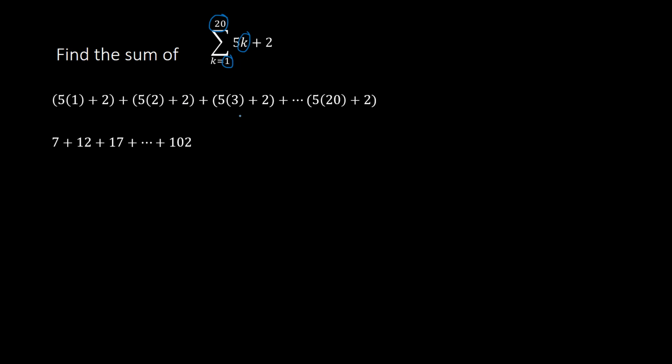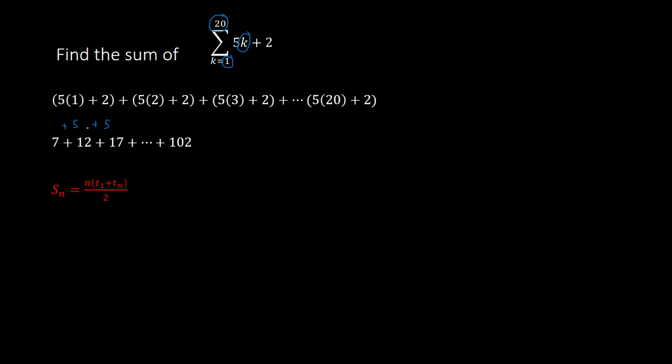So I plug a 1 in for k, so I have 5 times 1 plus 2. Plug a 2 in, so I have 5 times 2 plus 2. Plug a 3 in, I have 5 times 3 plus 2. Keep going until I put a 20 in, the last number up here, to get 5 times 20 plus 2. So that would give me 5 plus 2 is 7, 10 plus 2 is 12, 17, and then the last one would be 102. So notice this is an arithmetic series because each time I'm adding 5 to get to the next number.